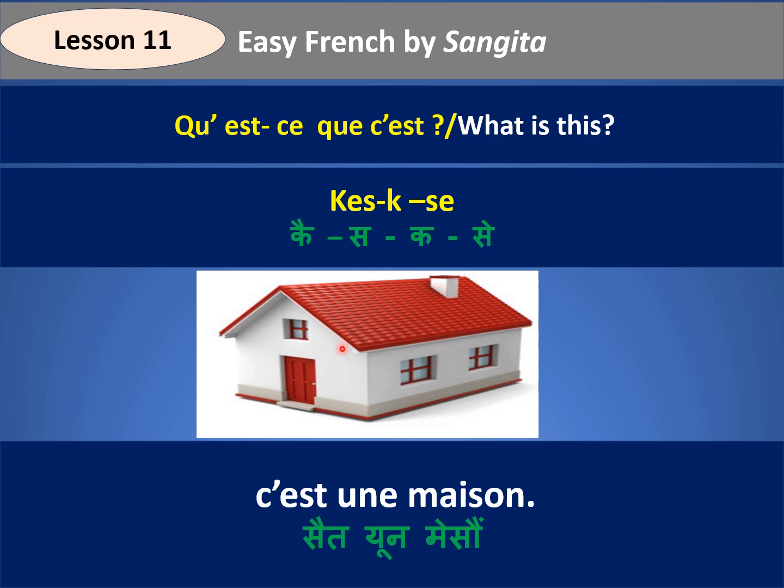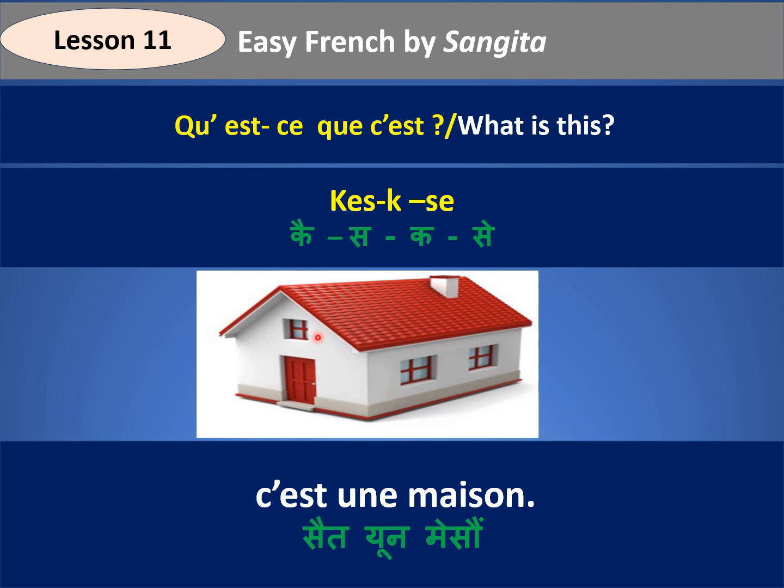Now you know that this is a house and you know that it is feminine in French. So you are going to say c'est une maison. This is a house or it is a house. Now you have to put an article in front of all nouns. This we have seen when we were doing our articles, both definite and indefinite. The links are there in the description box. In case you have missed, do have a look.